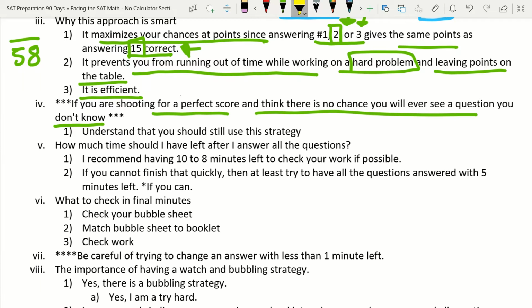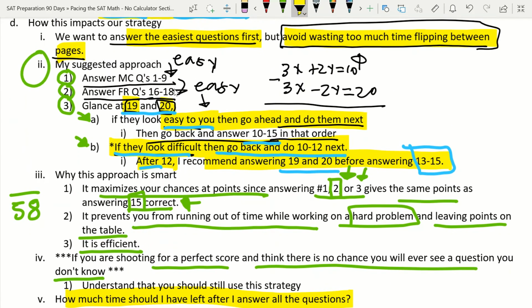Now here's another big thing with the SAT math no calculator section. This is a question that I've gotten: how much time should I have left after I answer all my questions? So let's say you've taken this strategy that I've recommended. You've gone through, I'll go back up, you've answered questions 1 through 9. You answered 16 through 18 after that.